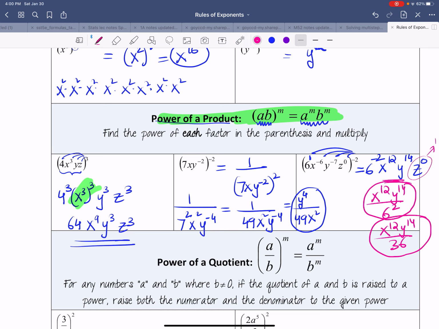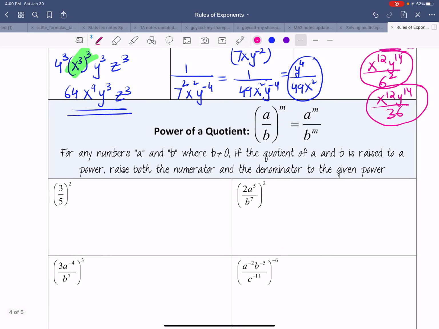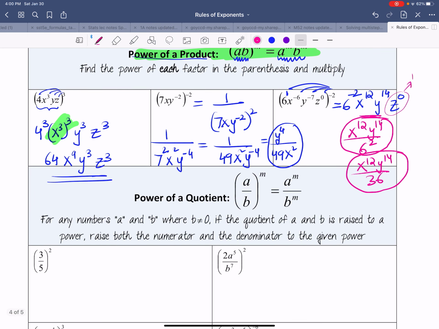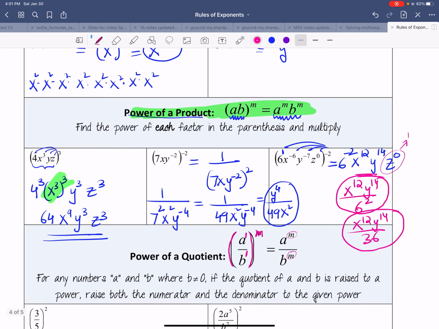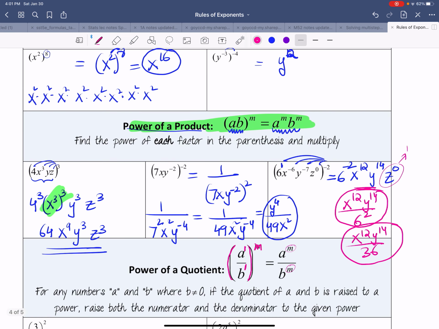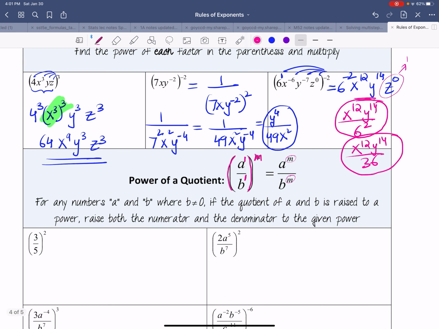Next, we get power of a quotient, a over b to the power m. If we have a quotient raised to an exponent, every single base inside your quotient, both numerator and denominator, gets that exponent. Or you can think of it as the inner exponents multiplying with the outer exponent even if you have a quotient inside. It's very similar to the last rule, except we talked about the product inside. Now we're talking about a quotient inside.